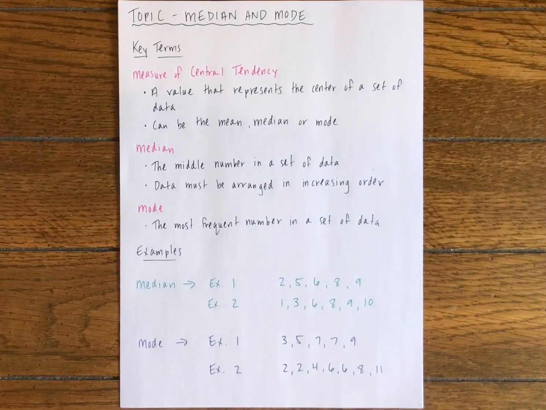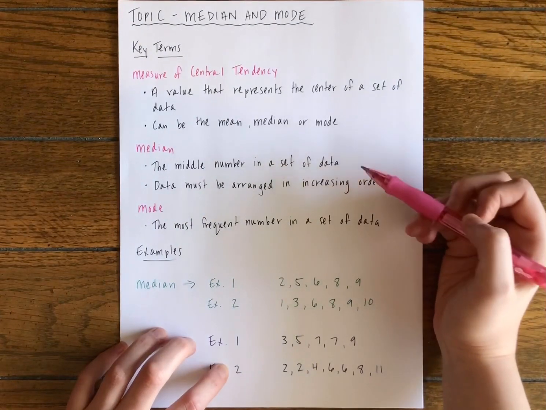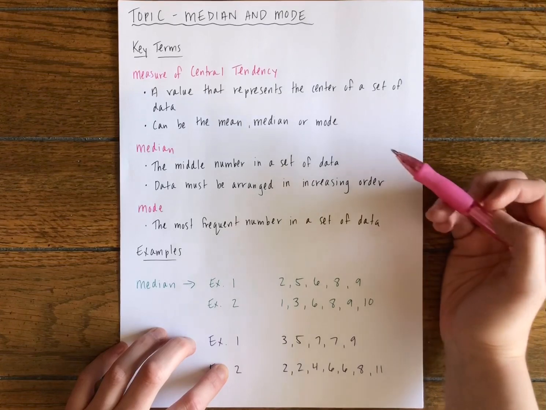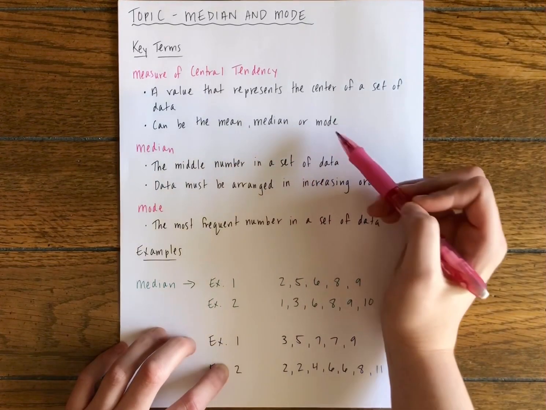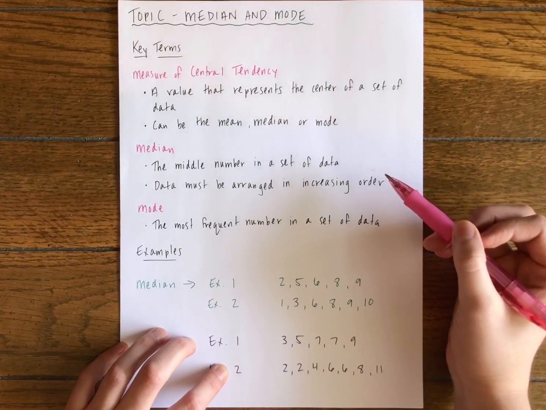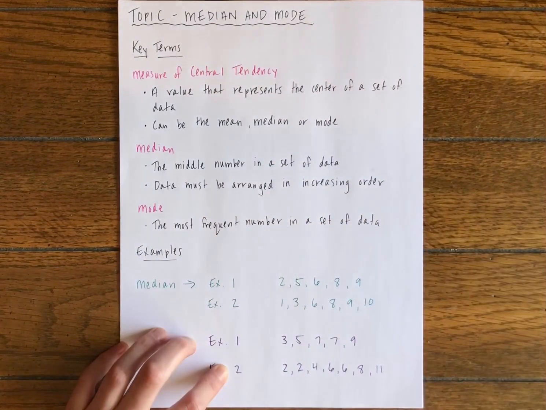A couple key terms I want you to take away from this is the measure of central tendency, which is a value that represents the center of a set of data, and this can be either the mean, the median, or the mode. The median is the middle number in a set of data, and this data must be arranged in increasing order. And then we have the mode, which is the most frequent number in a set of data.